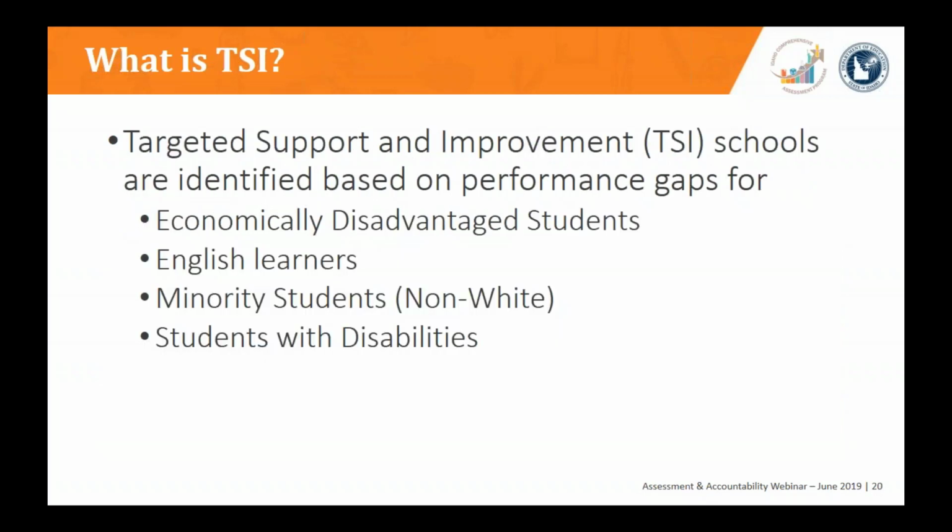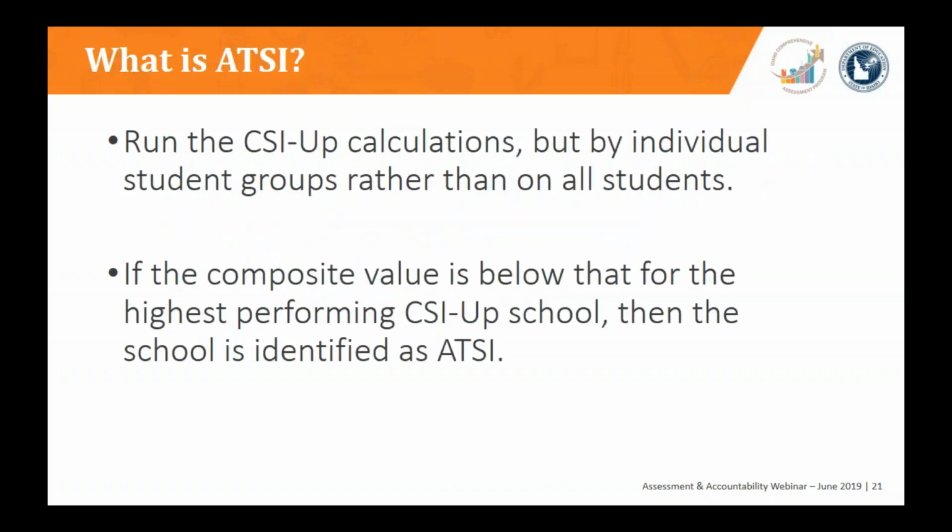TSI is Targeted Support and Improvement, and these are schools who are identified based on performance gaps for economically disadvantaged students, English learners, different race and ethnicity minority groups, and students with disabilities. And then ATSI is Additional Targeted Support and Improvement. For ATSI, we run the CSI up calculation. So we use all those indicators in that table we referenced, but we run it by individual student groups rather than among all students. And if that composite value is below the value we have for the highest performing CSI up school, the school is identified for ATSI.